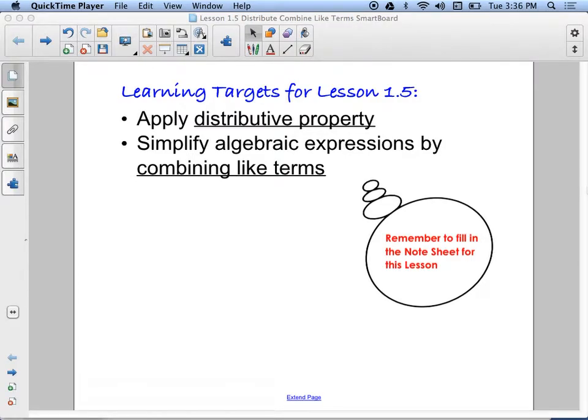Hello, and welcome to this lesson, lesson 1.5. I'll be talking in this video about the distributive property and also putting this together with what we learned in the last video about combining like terms. Please remember to fill in your note sheet for this lesson.